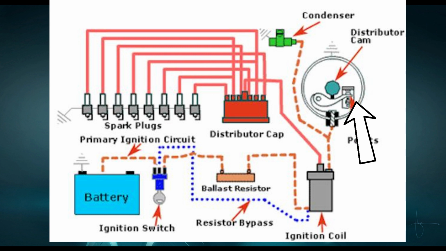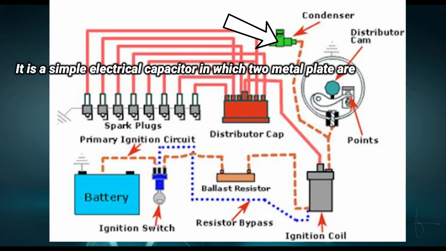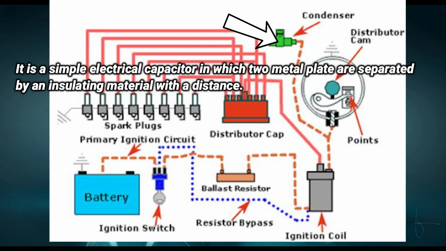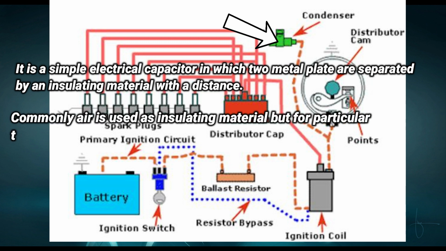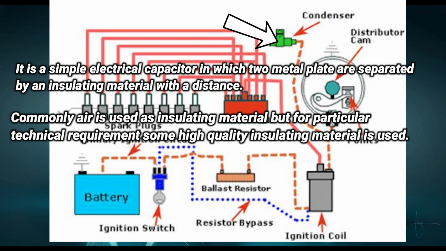Next is the contact breaker. This is a mechanical device making and breaking the primary circuit to the ignition coil. When the points are closed, current flows in the ignition coil, and when they open, the flow of current is stopped. Moving next is the capacitor. It is a simple electrical capacitor in which two metal plates are separated by an insulating material with a distance. Commonly air is used as the insulating material, but for particular technical requirements some high-quality insulating material is used.